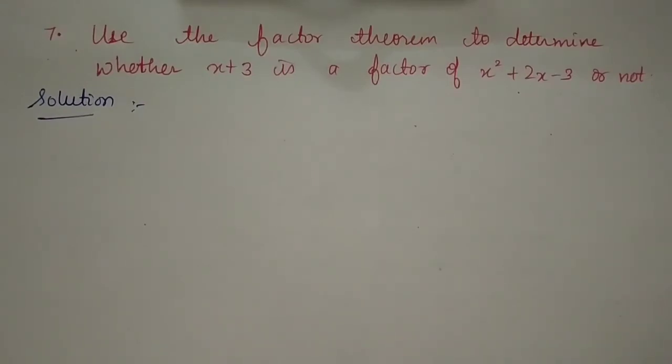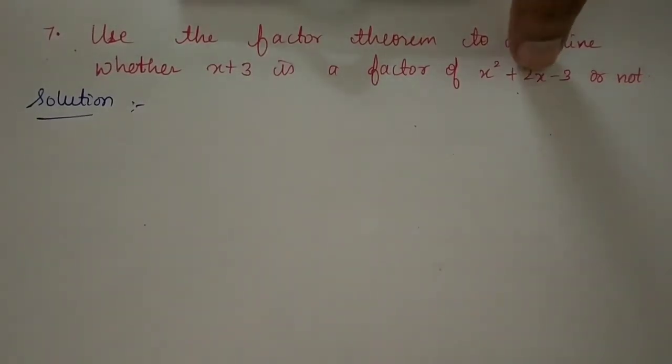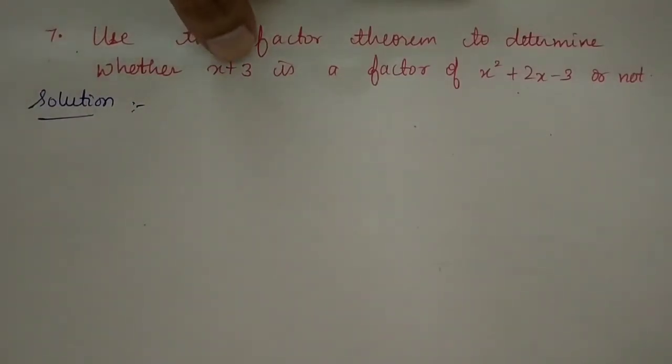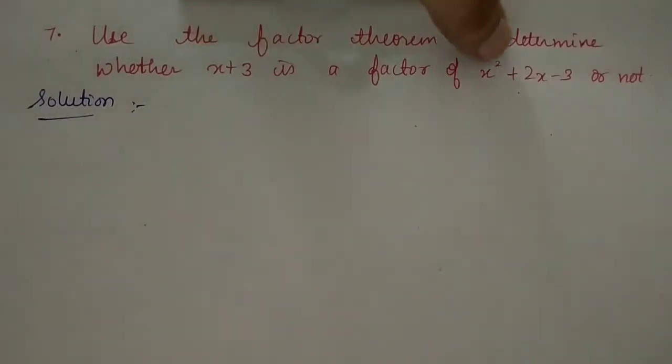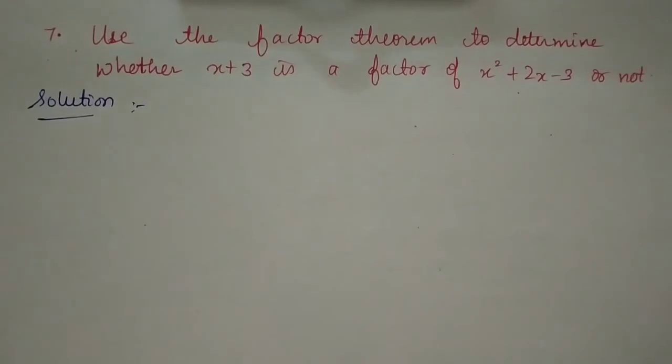So what you're supposed to do is, you first write down whatever polynomial is given and then you take the opposite of plus 3, which is minus 3, and substitute here. If you get your answer as 0, then it is a factor. If you get any other value apart from 0, then you cannot say it is a factor. Why are we saying that it is a factor, children?